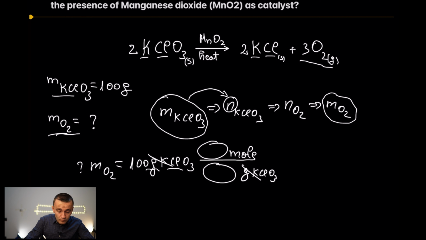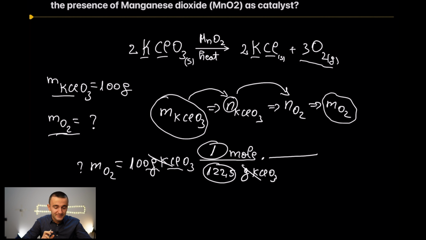Like in this case, 1 mole is going to correspond to how many grams of potassium chlorate? To as much as is given by the periodic table. You are going to find that on the periodic table. I have already done the calculation, it is 122.5 grams of potassium chlorate. Multiply another fraction. Now we are going to move from moles of potassium chlorate to the moles of oxygen.